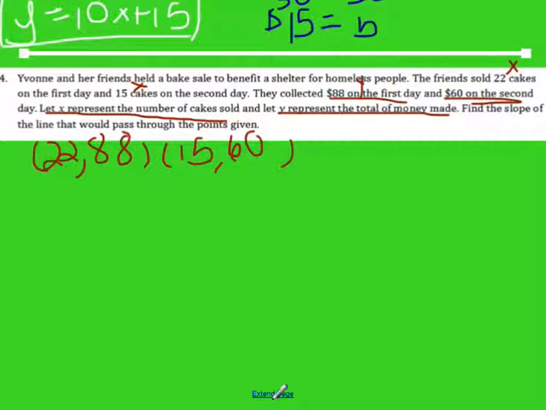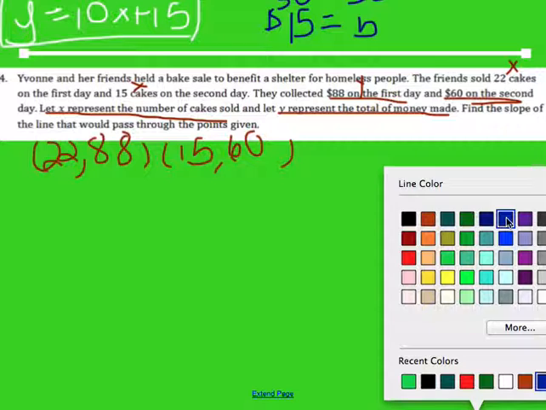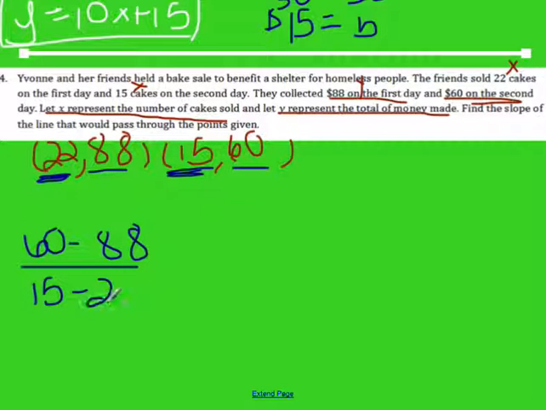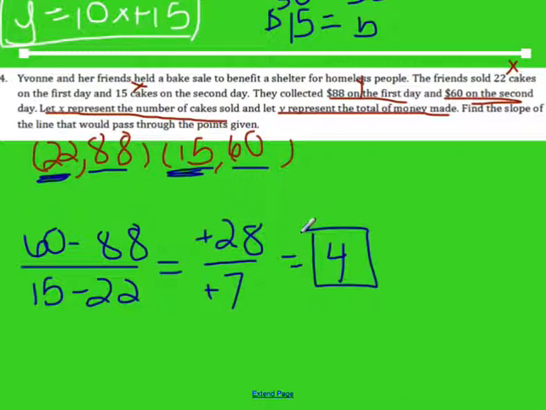So now we're going to calculate the slope between those 2 points. I'm going to do y2 minus y1, 60 minus 88, and then x2 minus x1, so 15 minus 22. So then I get negative 28 divided by negative 7. Remember that 2 negatives are going to equal a positive. 28 divided by 7 is going to give us 4. So that was our rate of change, was 4.